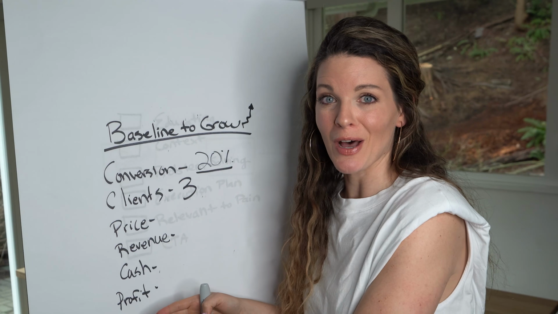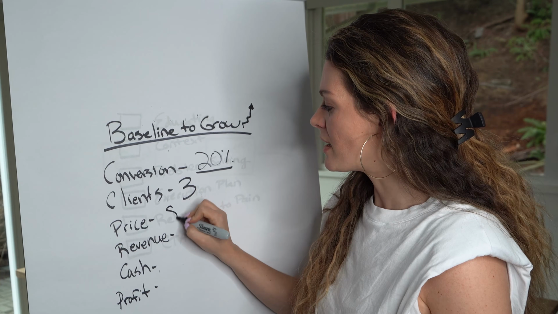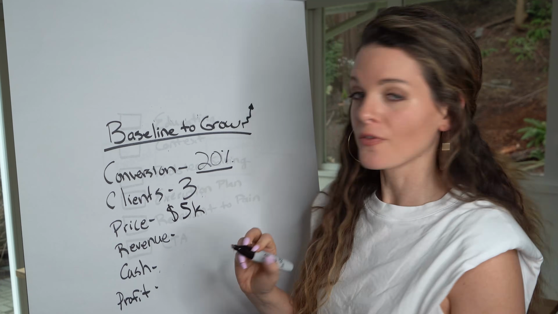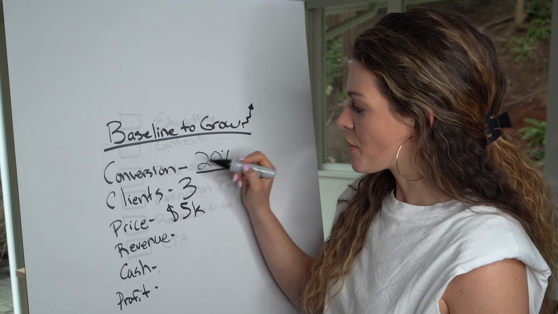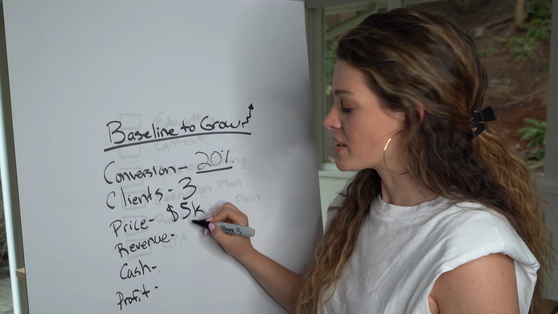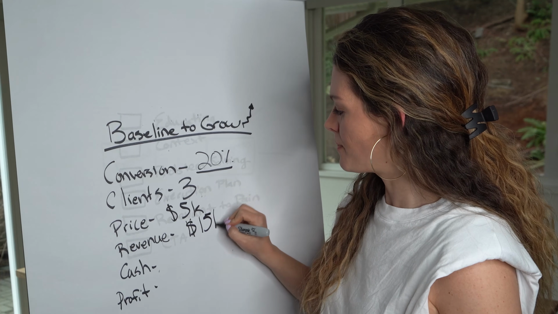So you can do this for yourself, right? Write all these things down, do this for yourself. 3 clients. Your price point is $5K, so $5,000 for your program. So if we are bringing in 3 clients a month at $5,000, that means your consistent revenue should be $15K.